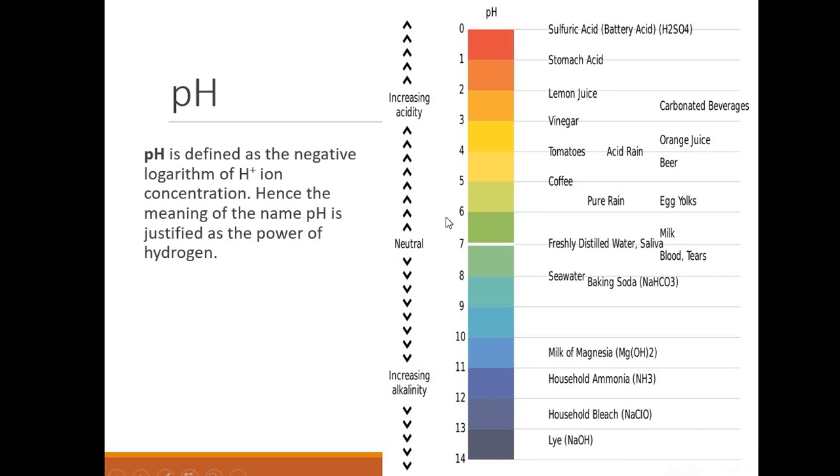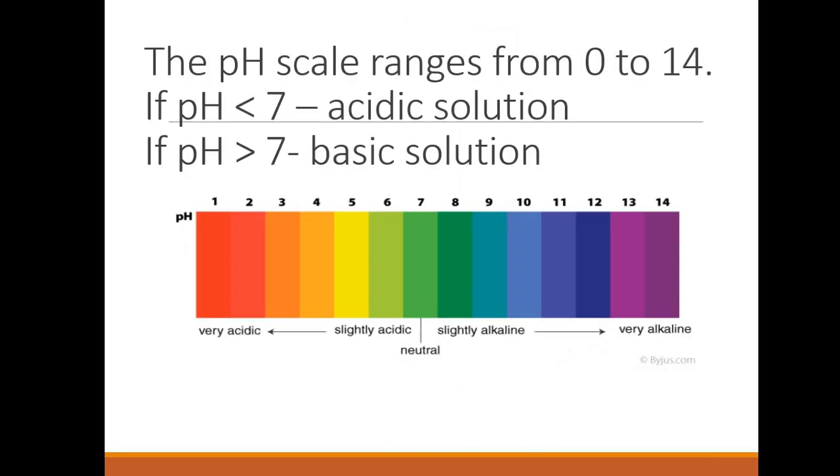And if we move from 6 to 0, the acidity of the solution increases. It means H plus ion increases. Same way, if we move from 8 to 14, the basicity of the solution increases, which shows us that in the given solution, hydroxide ions are more compared to hydrogen ions.